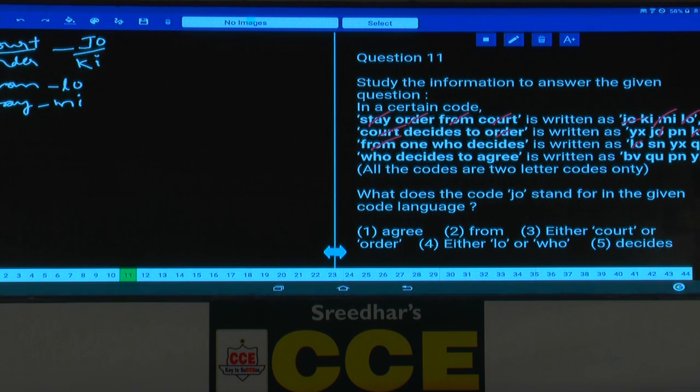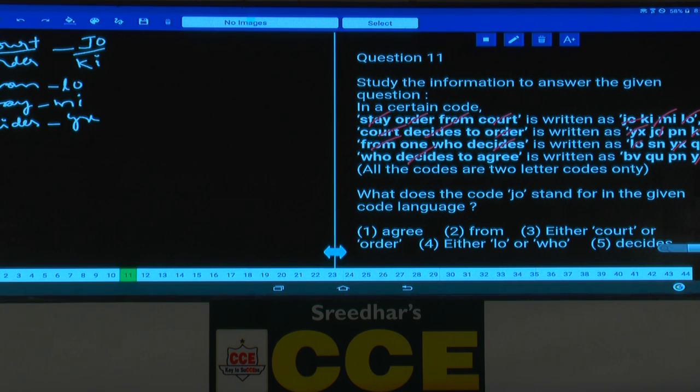Decides and 2. Now decides is the word which is common between these two. And what is the code which is common here? Decides is common. And the next one is YX. And the code to the word decides is YX. Decides is common in the last one as well, and so YX is common.